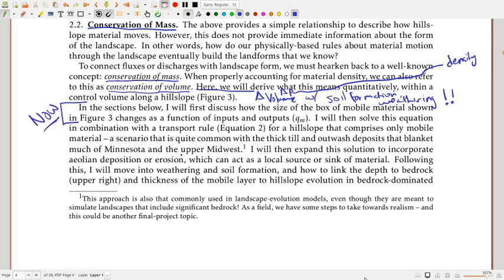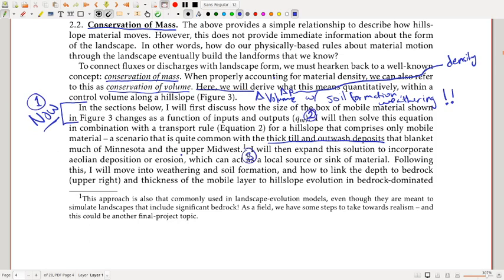After that, we're going to solve the equation that we're going to come up with for a situation with a hill that's entirely composed of mobile material. So think about something like thick till, thick sand, and gravel. And that's really common up here where I'm teaching in Minnesota, where we have thick till and outwash deposits that blanket much of Minnesota and the upper Midwest. And so this is going to be number 1 thing that we're going to do now. This is going to be number 2 here.